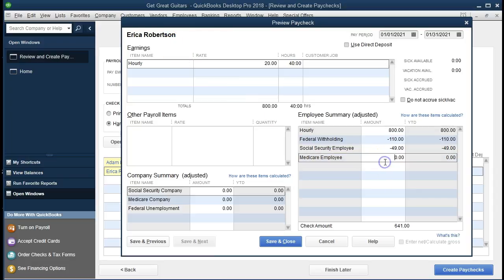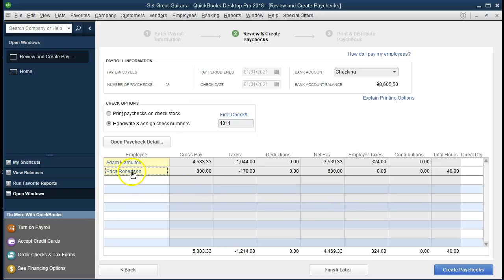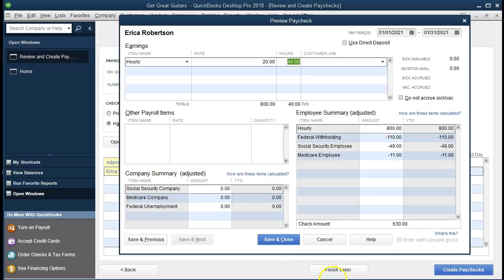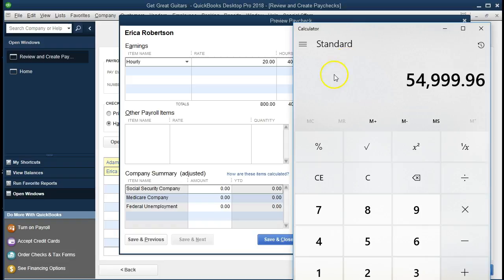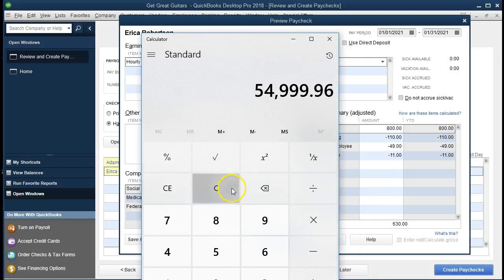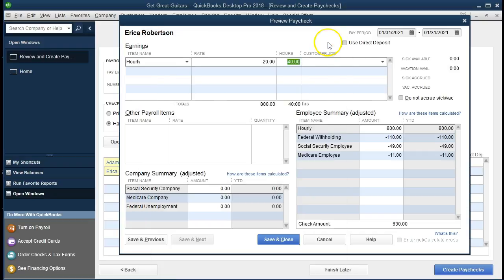And then we've got the Medicare 11, and that's going to be usually 800 times 0.0145. So there's the 11, probably should be 12, but we're going to keep the example at 11. And then we're going to have our portion, which would be the Social Security of 49 and the Medicare of 11. So same type of idea, the federal income tax typically being the most complicated.